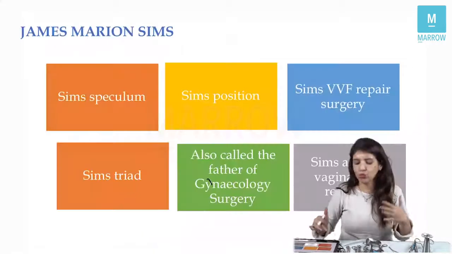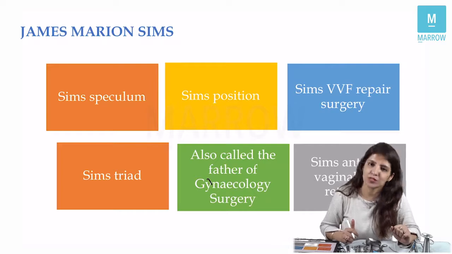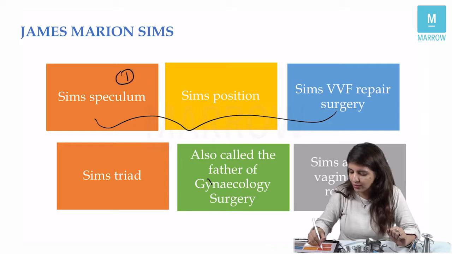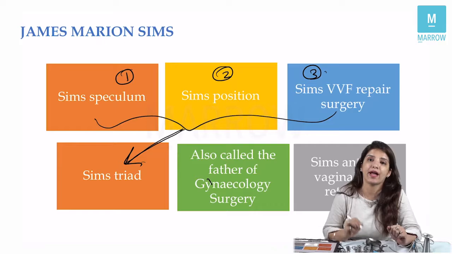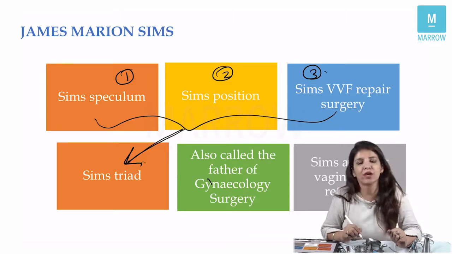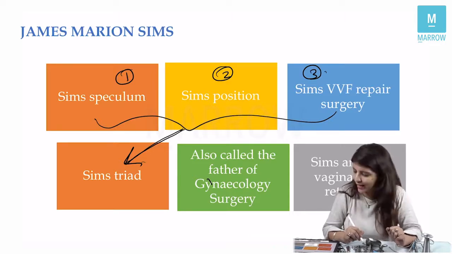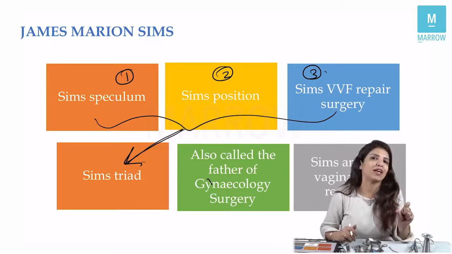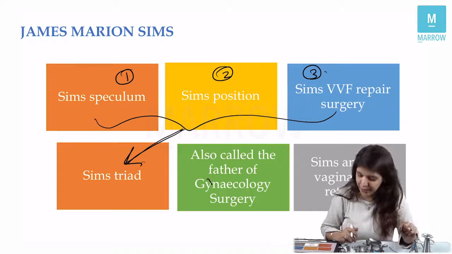So number one, I told you based on the name Sims was Sims speculum. Number two, there can be Sims position. Number three, there is a Sims method for VVF repair. Together, these three, 1, 2 and 3, are called Sims triad. A very important Viva question, what is Sims triad, right? Apart from this, yes, we have the Sims anterior vaginal wall retractor, and that's it. So these are the things which we have based on the name Sims, right?